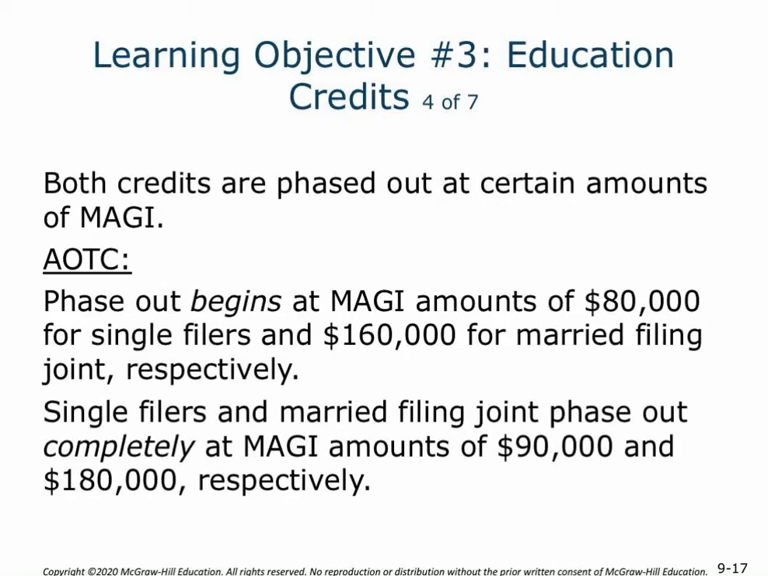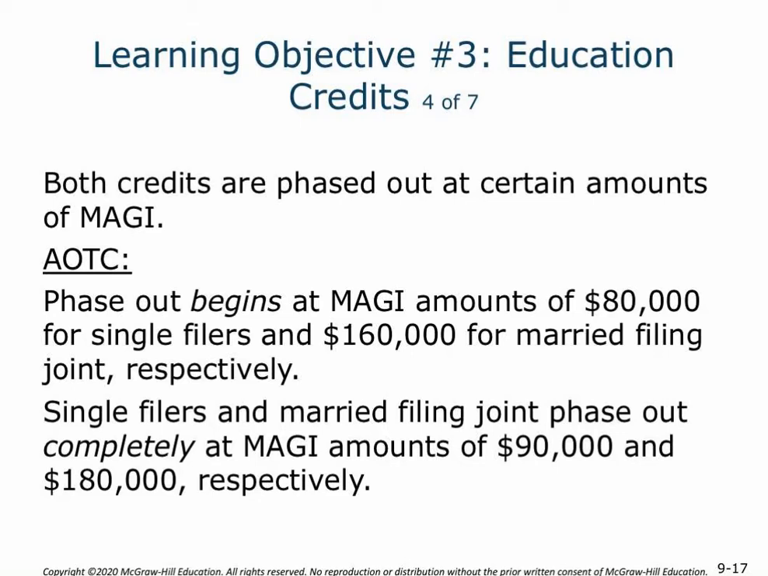Both of these are also going to phase out at a certain threshold. So the HOPE credit is going to completely phase out at 90,000 if you're single, and 180,000 if you're married filing jointly. And there's a $10,000 range in which this is going to get phased out. So between 80,000 is when the phase out is going to begin, and 90,000 when it's going to be completely phased out. We're doubling that to 160,000 and 180,000 for married filing jointly.